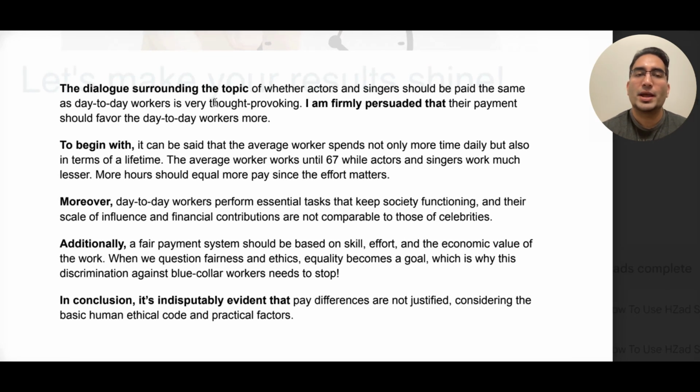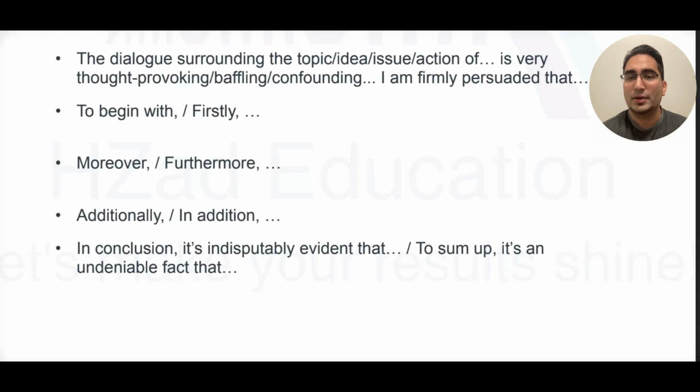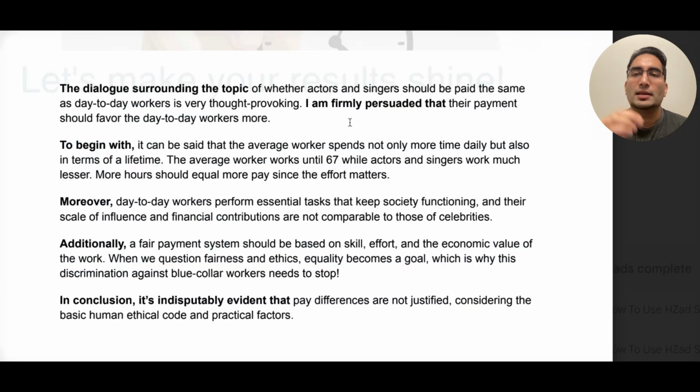The dialogue surrounding the topic of... that's your start, and here you rephrase the question of whether actors and singers should be paid the same as day-to-day workers is very thought-provoking. And you can use multiple words here: thought-provoking, baffling, confounding. Now you're going to use the opinion. I am firmly persuaded that their payment should favor the day-to-day workers more. That's your opinion. And you have basically a general sentence and an opinion sentence right after.